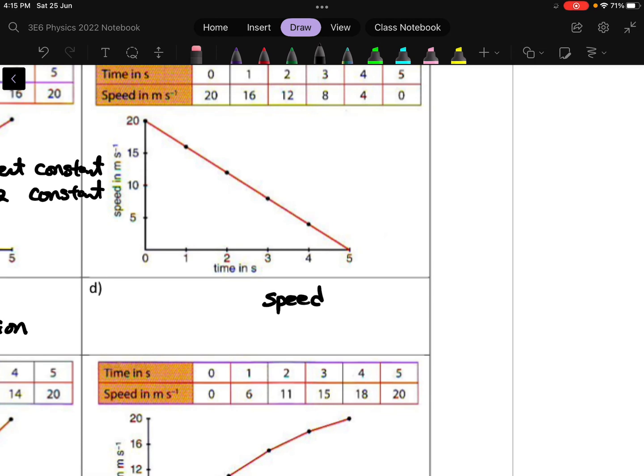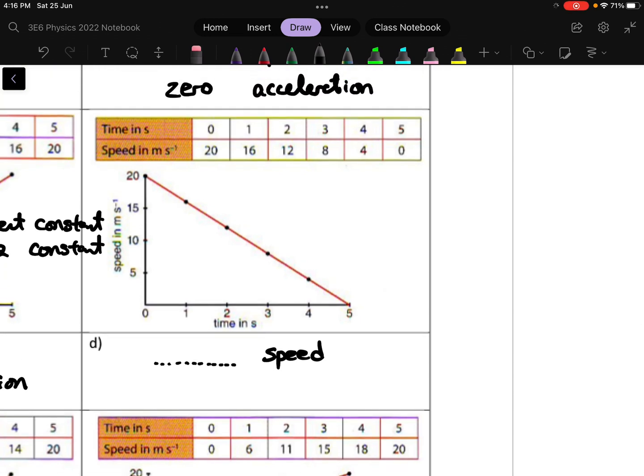What can you say about its speed? 0, constant, increasing, or decreasing? Well, at the very beginning, the speed is 20. At time equals to 1, it becomes 16. At time equals to 2, it becomes 12. So what kind of speed? It's dropping, right? So therefore, it is decreasing speed.